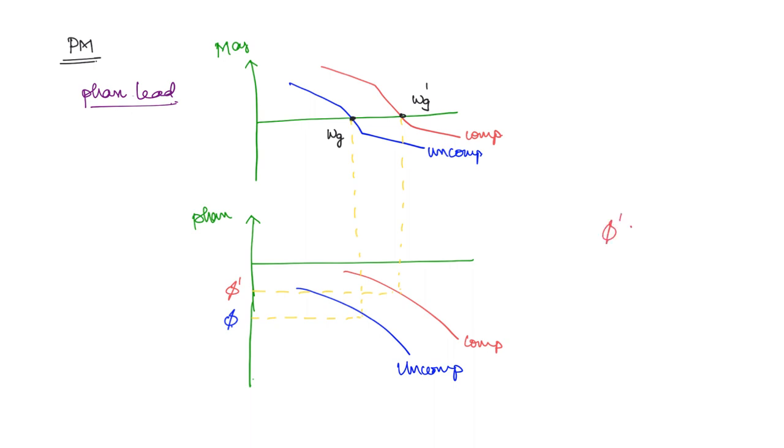Phi dash is greater than phi. This is the desired case because phase margin is equal to 180 plus the phase at omega g, the gain crossover. Now phi dash is greater than the uncompensated value, so the phase margin for the compensated case is going to be greater. So the stability is going to improve.